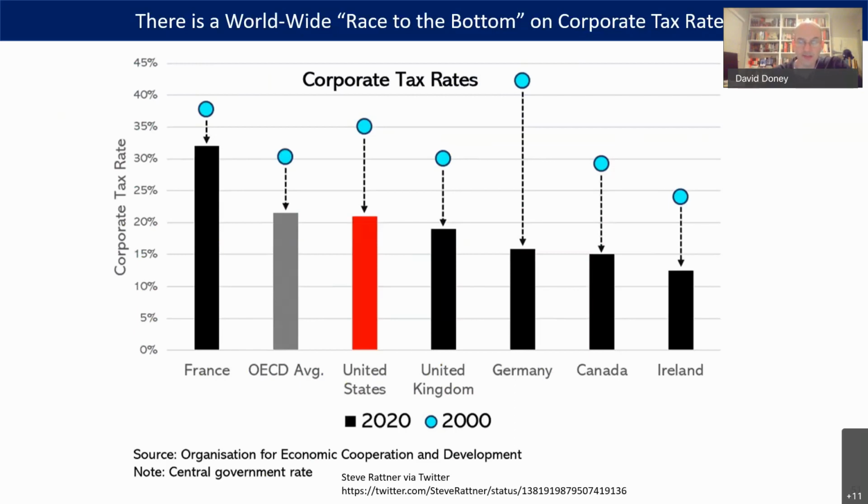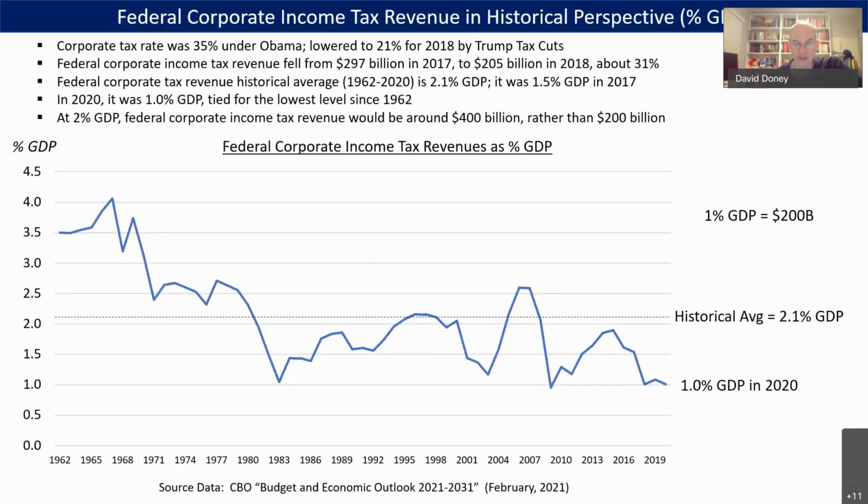But when you look at the effect on the budget deficit, the percent of GDP collected in corporate income tax revenue is at a historic low in the U.S. It's tied with 1983 or so. So it's not all-time, but it's down at the bottom of the range, 1% of GDP. The historical average is 2.1. And remember, 1% of GDP is about 200 billion. So in 2020, the government collected about 200 billion in federal income tax from corporations. It would be twice that if we got back to the historical average, a little more. So that's a 200 billion reduction in our budget deficit.